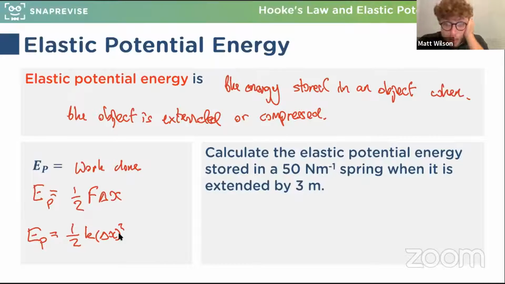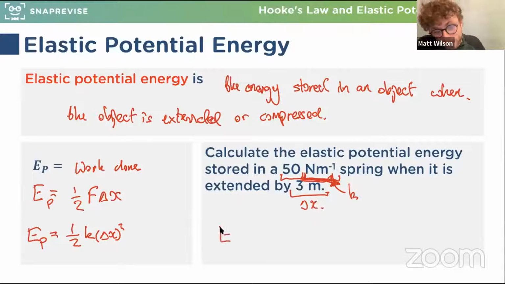In this question, we're asked to calculate the elastic potential energy stored in a 15 Newton per meter spring when it is extended by 3 meters. It's important to note that we haven't been told what this quantity is, but we have a hint from the units. Remember, spring constants have units newtons per meter. So this here is the spring constant, and we know the extension they've given it here.